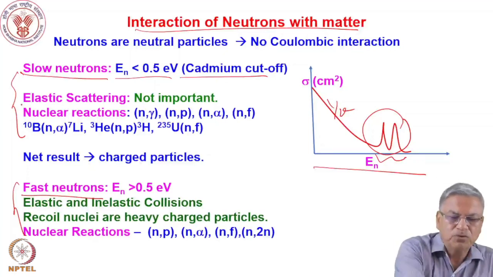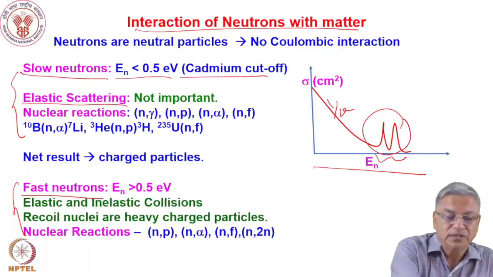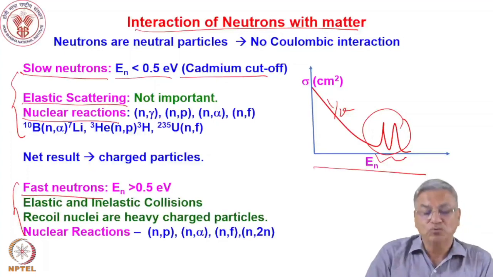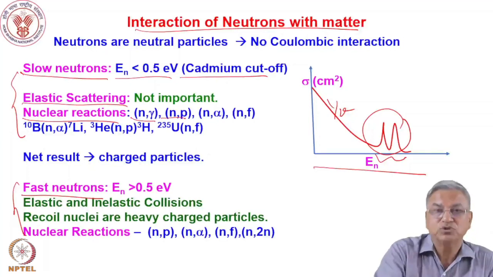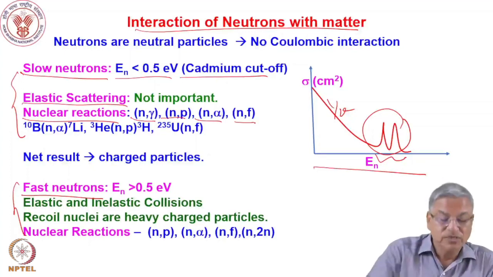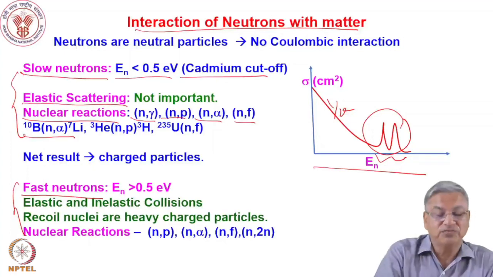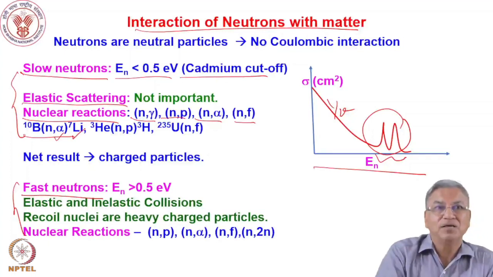The thermal neutrons, though they can undergo elastic scattering, that is not important from the point of view of detecting the neutrons. The slow neutrons will predominantly undergo nuclear reactions. It can be neutron capture and gamma. It can be a neutron induced reaction, proton emission, preceded by neutron capture, and alpha, or neutron induced fission. So you can see detectors based on boron, BF3 gas, where boron 10 interacts with the neutron to give alpha and lithium 7. These are charged particles, and they will deposit energy in the medium.